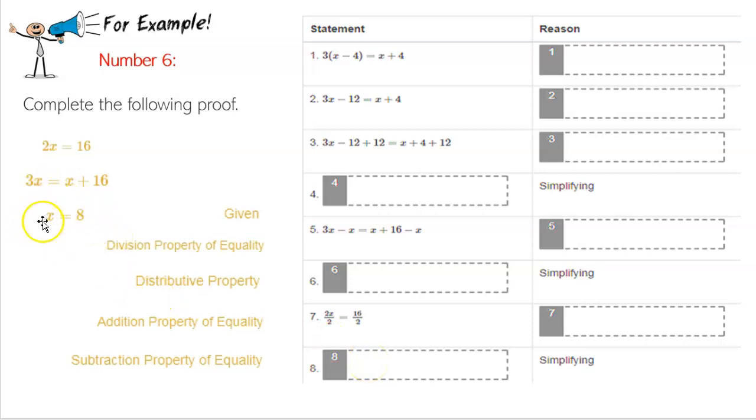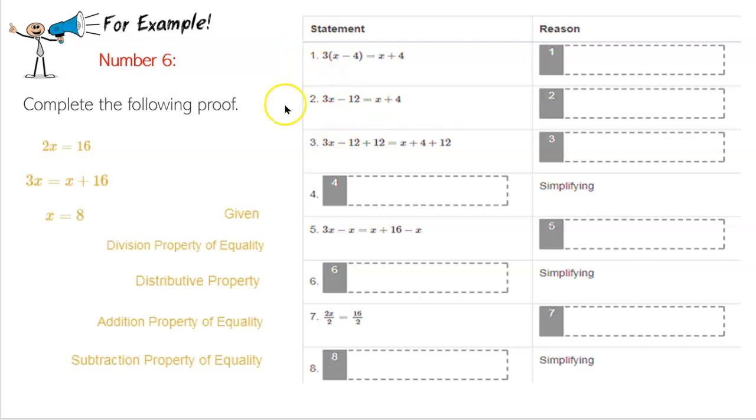Most of the time, if we're simplifying and we're proving something, this will go way down here. So I could even cross that off and move it down here. Given always goes at the top. So we're given this statement. And then we are left with 2 less than we started with.